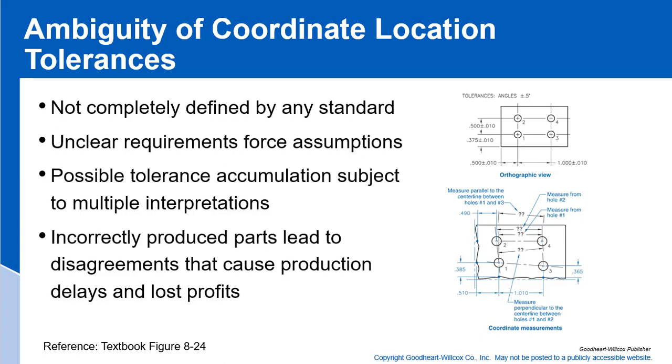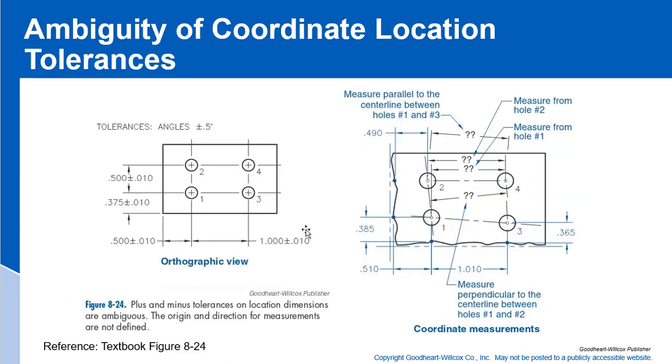Okay, so let's explore this slide a little bit better. We have all of these tolerances here, specified as plus or minus tolerances. This is coordinate location tolerances. So let's say when I go to inspect that part, I'm going to take a vernier caliper or dial caliper and measure from the edge of the part to the edge of the hole, and then add half the diameter of the hole to get that dimension.